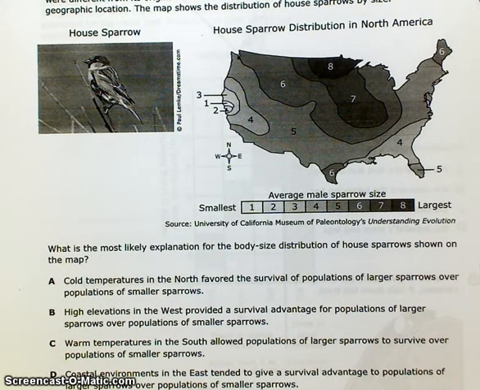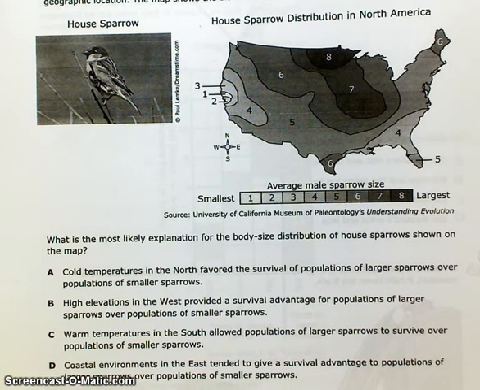A, cold temperatures in the north favored the survival of populations of larger sparrows over populations of smaller sparrows. B, high elevations in the west provided a survival advantage for populations of larger sparrows over populations of smaller sparrows. C, warm temperatures in the south allowed populations of larger sparrows to survive over populations of smaller sparrows. D, coastal environments in the east tended to give a survival advantage to populations of larger sparrows over populations of smaller sparrows.